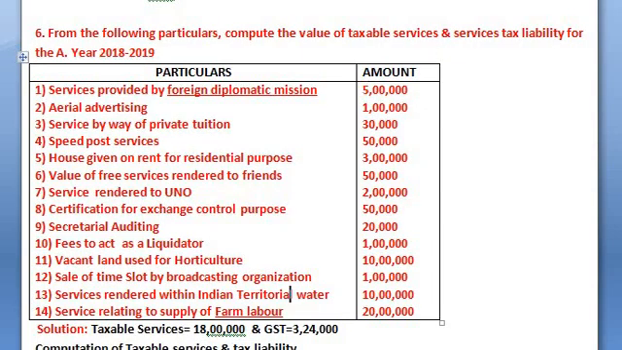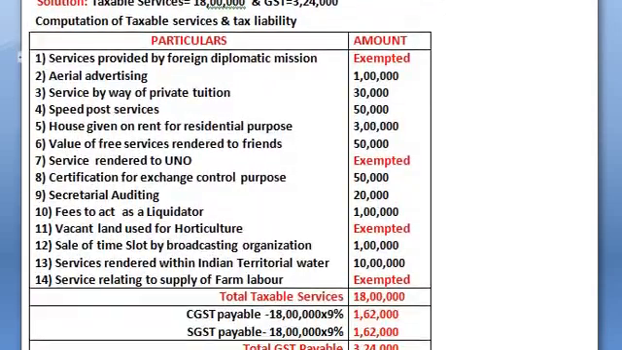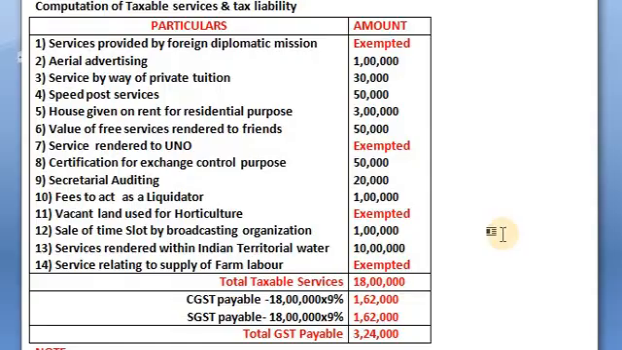Now let us see the solution. See, this is a computation of taxable service and tax liability. Services provided by foreign diplomatic mission, yes it is exempted. You have to write exempted like this, don't just put a dash and leave it.